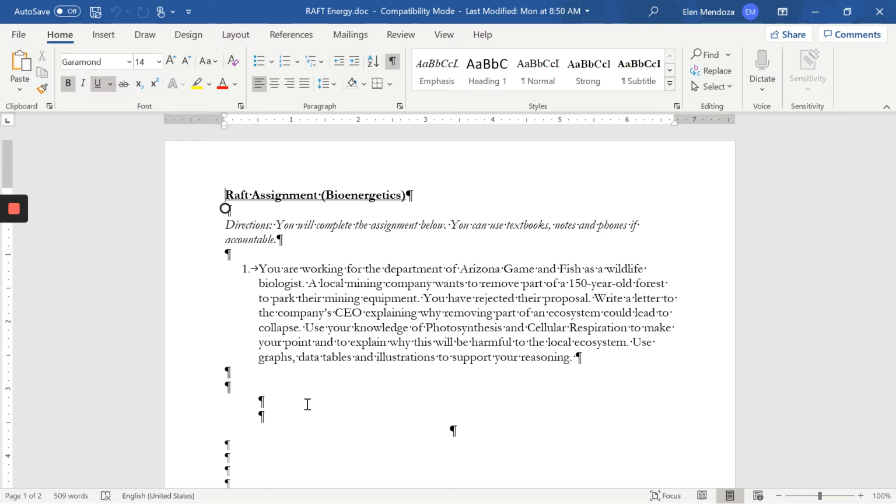In this, you are going to be thinking of yourself as a wildlife biologist who works for the Department of Arizona Game and Fish Foundation. A local mining company wants to remove part of a 150-year-old forest to park their mining equipment. You have rejected their proposal. Write a letter to the company's CEO explaining why removing part of an ecosystem could lead to collapse.